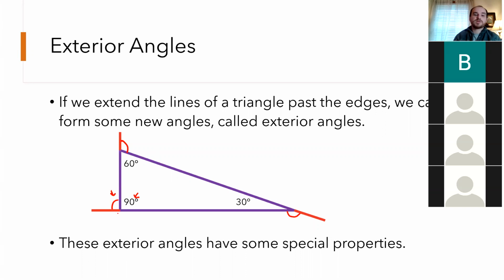Correct, Dane. So these are supplementary angles. They form a straight line. That means they add up to 180, so this one is going to be 90 as well. What about this angle right here and the 60-degree angle?